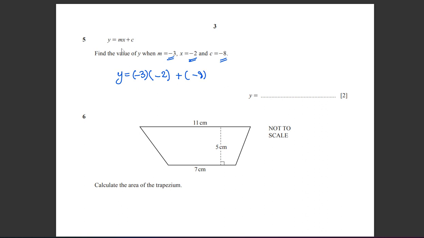Two common mistakes here. mx means m multiplied by x. So when you put it like this, put them between brackets to state that they are multiplied, not negative 3 minus 2 directly. So negative 3 multiplied by negative 2. And then c is equal to negative 8. So when you put plus, open a bracket and write negative 8. So negative 3 multiplied by negative 2 is 6, minus 8 equals negative 2. And this is the final answer.